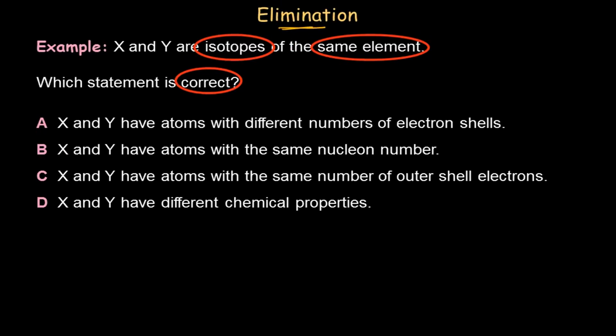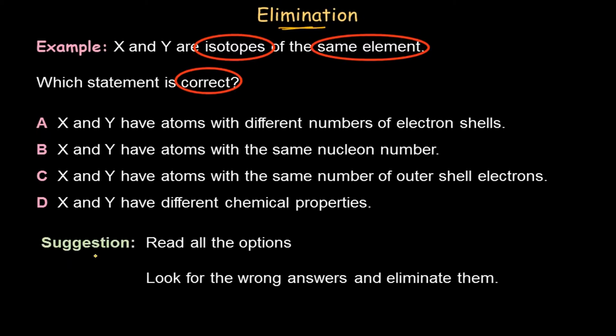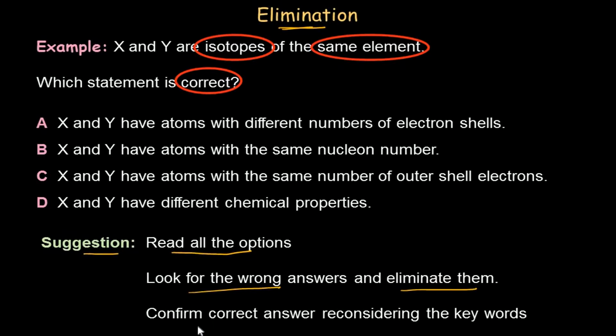So that is the reason that we use the elimination method for eliminating the wrong options rather than looking for the correct answer. And my suggestion is that even if we have found the correct answer, read all the options, look for the wrong answers, eliminate them, and only then conclude the correct option. And at the end, confirm the correct answer by reconsidering the keywords and only then tick that answer.